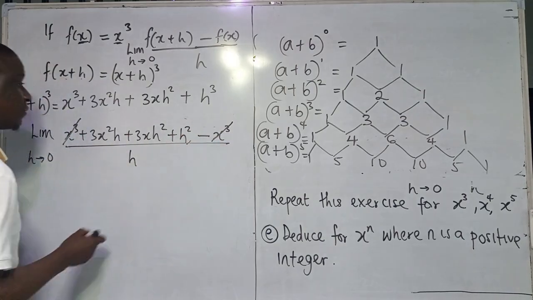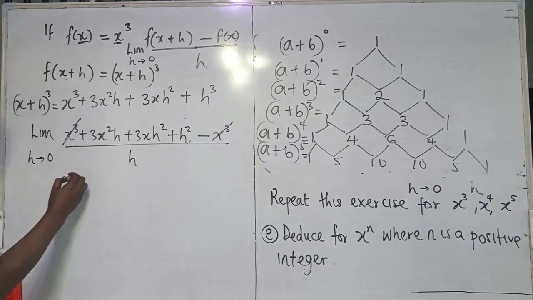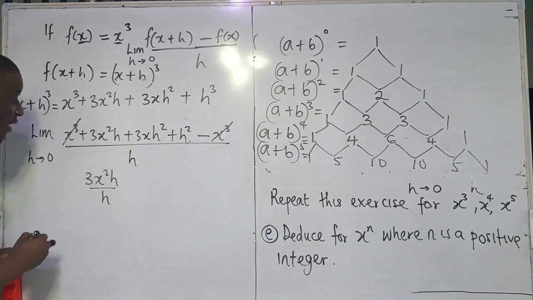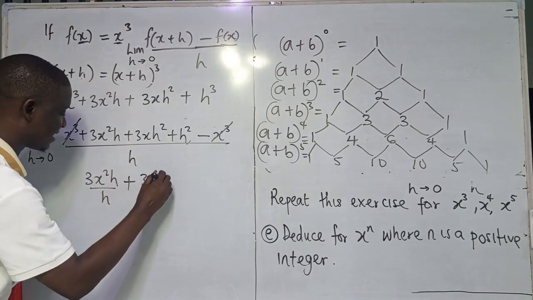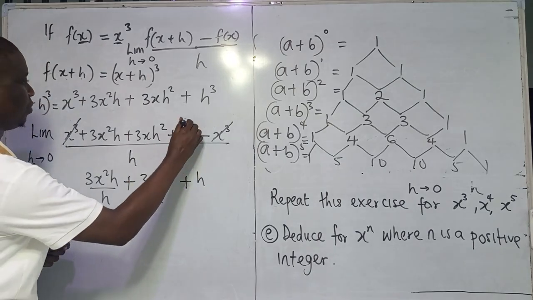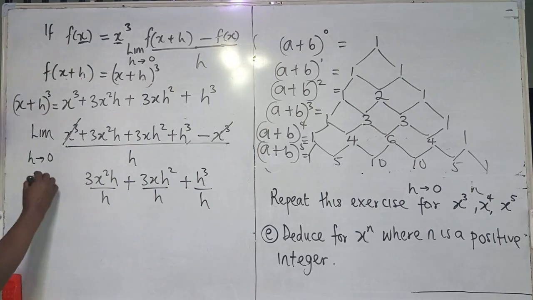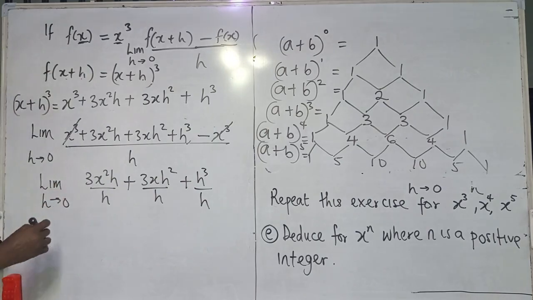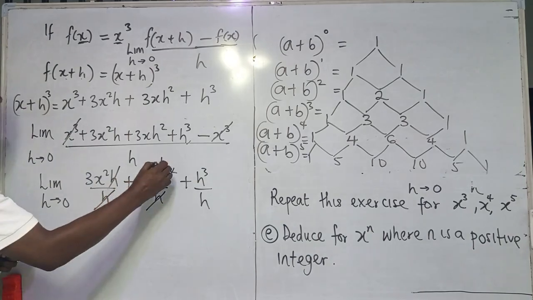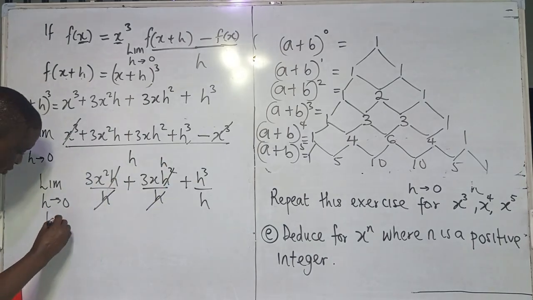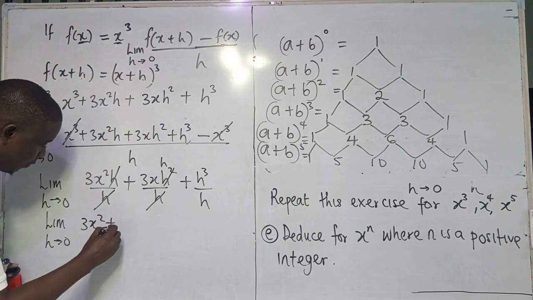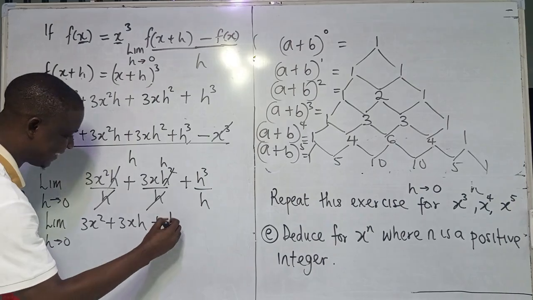So this one will cancel this one. So what are we left with? If you break down by dividing all through by h, I will have 3s square h over h plus 3s h square over h plus h cube over h. Limit as h tends towards 0. This one will cancel this. This one will cancel this. Remaining h. So we would have limit as h tends to 0 of 3s square plus 3sh plus h square.